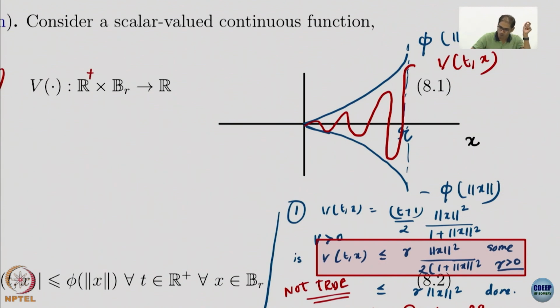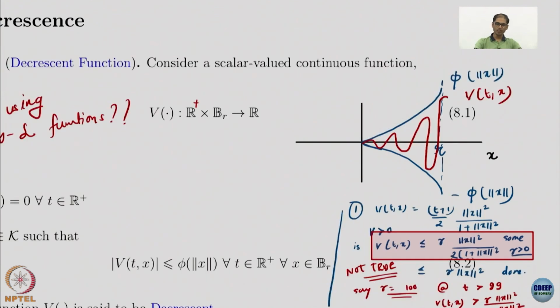I have just shown that for one choice of class k function things do not work out, but can I just categorize this as being not decrescent? Or how would you claim that this is not a decrescent function? I have shown that for one choice of phi x, this kind of upper bounding will not work. Can you say the same for every possible choice of phi x? Yes, no. Think about it.